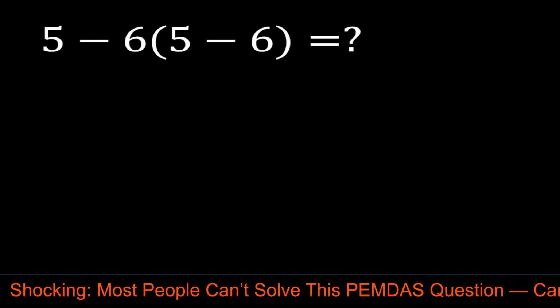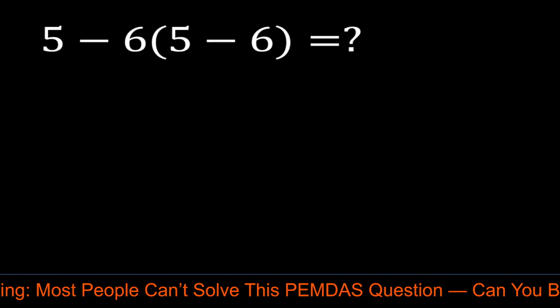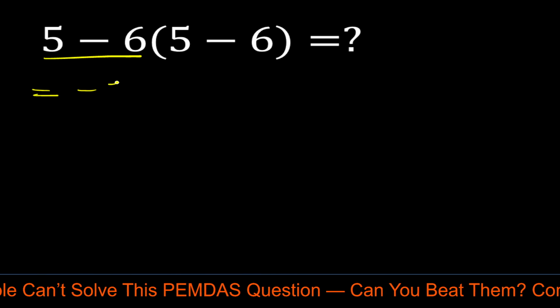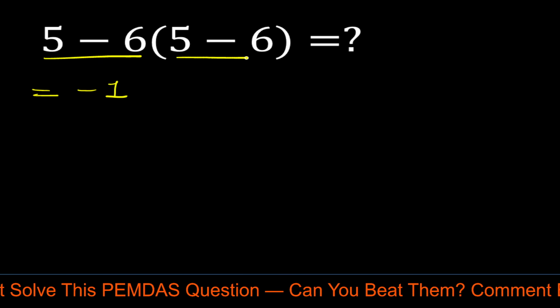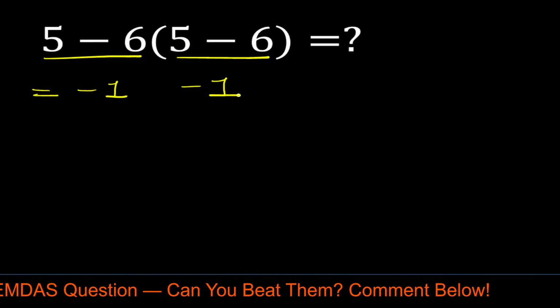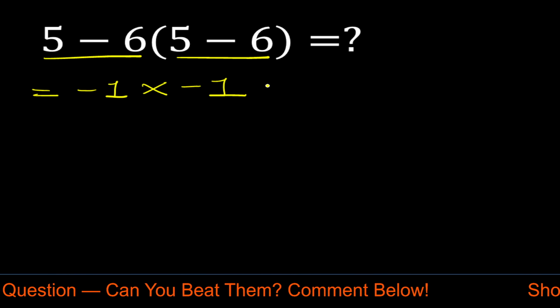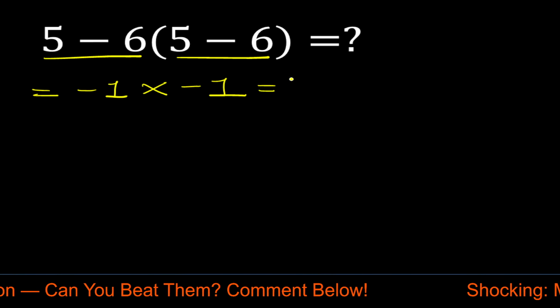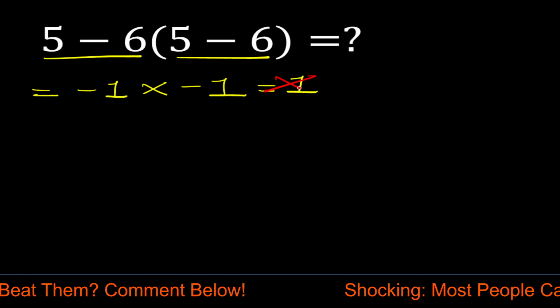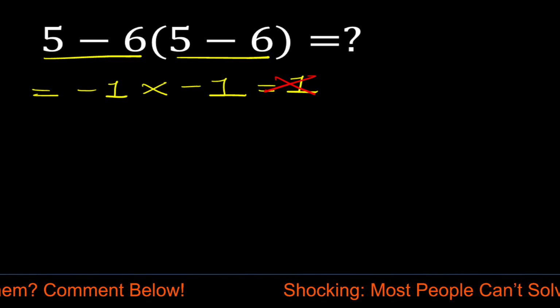So most people solve this question like 5 minus 6. So 5 minus 6 is equal to minus 1, right? Then again 5 minus 6. So 5 minus 6 is equal to also minus 1. Now minus 1 times minus 1. So minus 1 times minus 1 is equal to 1, right? But this answer is not correct. This answer is completely wrong.